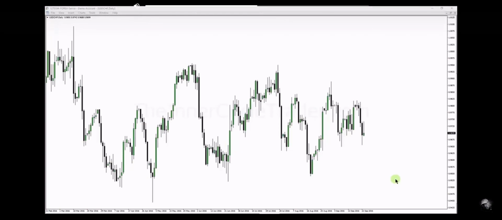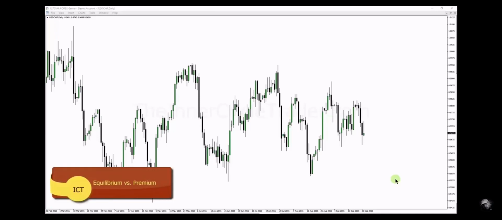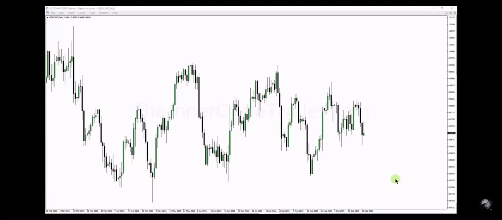In the previous tutorial, session 4, we looked at equilibrium versus discount. This session, we're going to be looking at equilibrium versus premium. We went through a great deal of content in regards to discount versus equilibrium, so we won't have to spend so much time with this tutorial, because everything we're showing here is basically diametrically opposed to what you would expect to see in the equilibrium versus discount teaching.